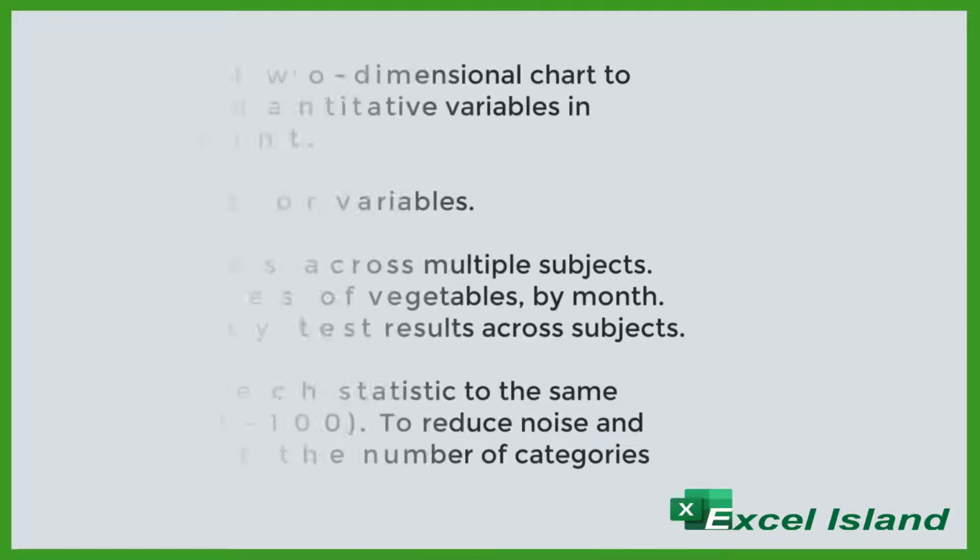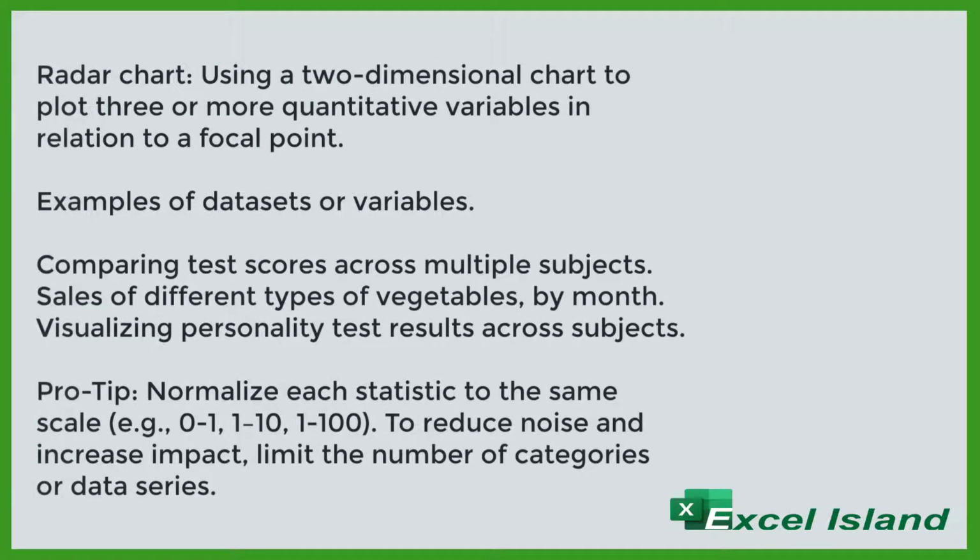The number 16 type of chart and graph we want to look at is what is called the radar chart. What the radar chart is used for is to show two-dimensional charts to plot 3 or more quantitative variables in relation to a focal point. Examples of data sets you can use with a radar chart are comparing test scores across multiple subjects, sales of different types of vegetables by month, or visualizing personality test results across 2 to 3 different people or 5 people.